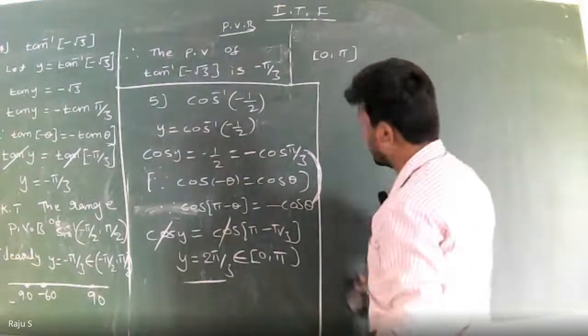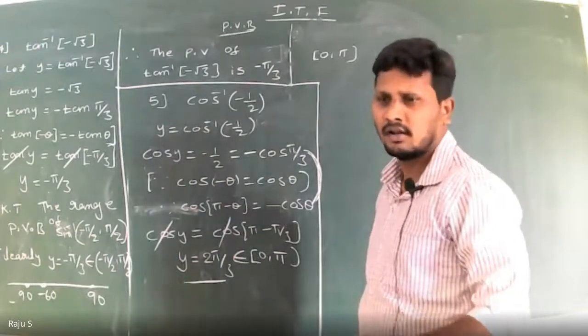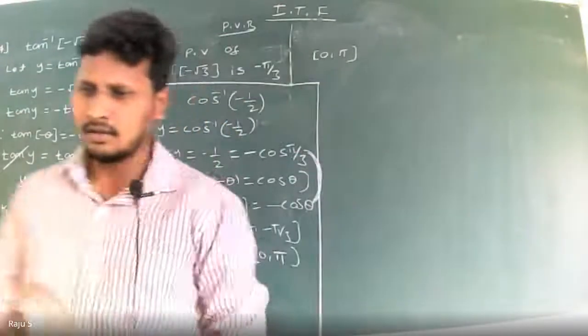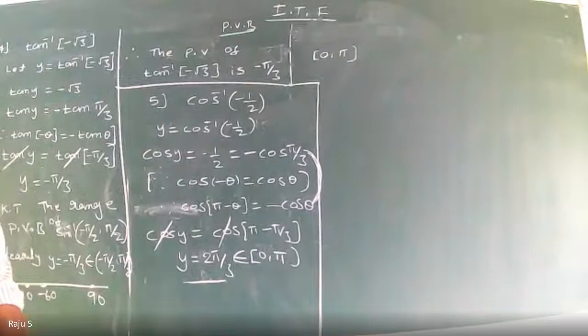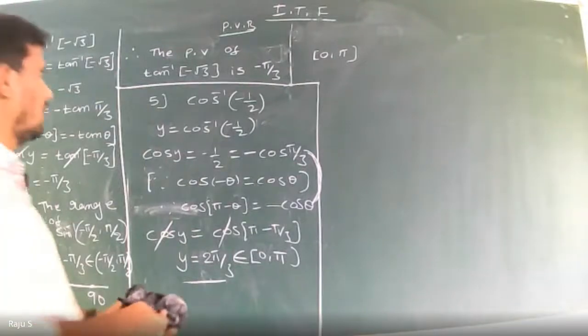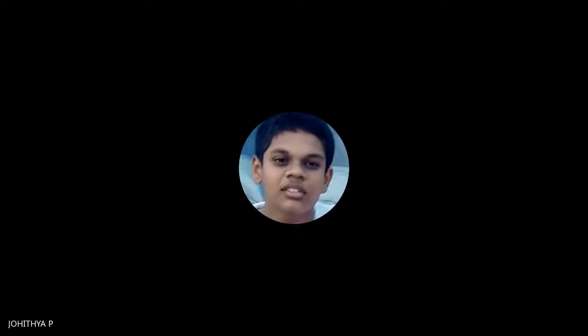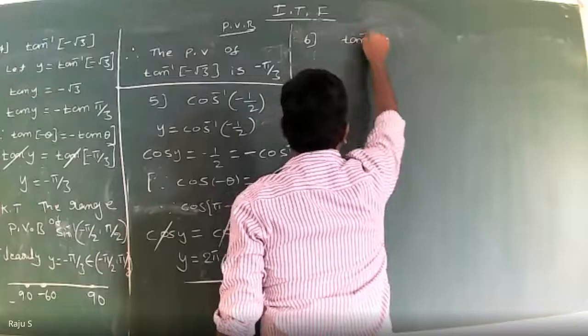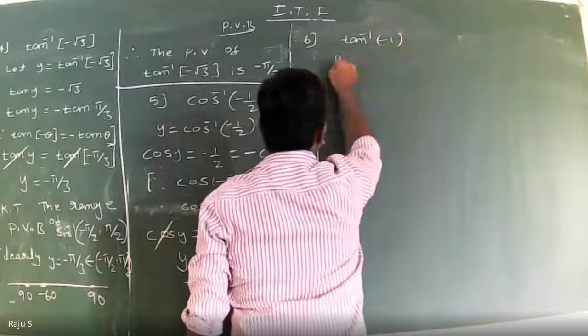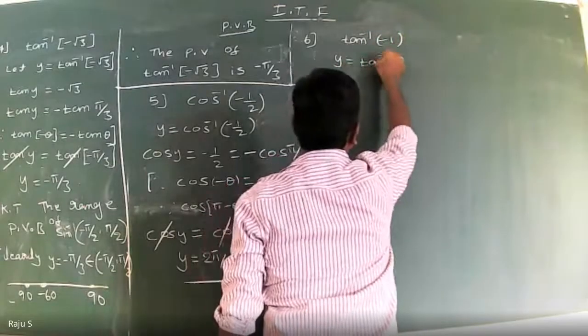Can anyone tell the answer for question number 6? Tan inverse of minus 1. 3 pi by 4, sir. Tan inverse of minus 1. So let us consider y is equal to tan inverse of minus 1.